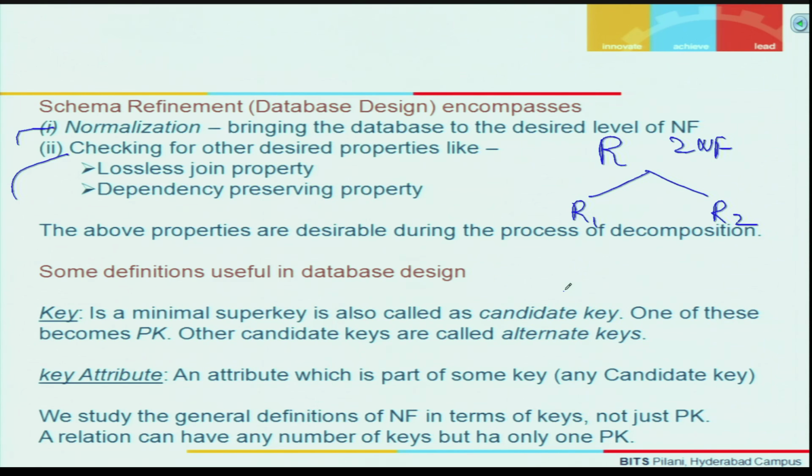Some definitions useful in understanding database design: a key is a minimal super key, which is also called a candidate key. All minimal super keys are called candidate keys, and one of these candidate keys will become the primary key, and the other candidate keys of the relation will become alternate keys. A relation can have any number of candidate keys. What is a candidate key? A candidate key is a minimal super key.